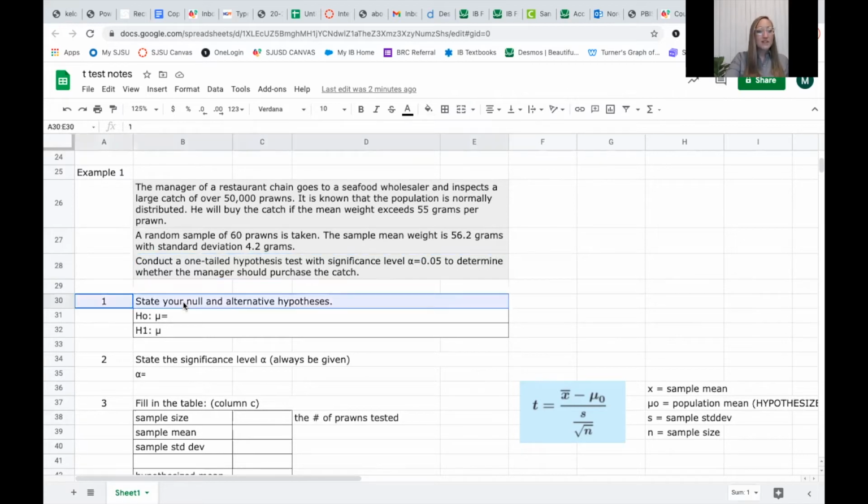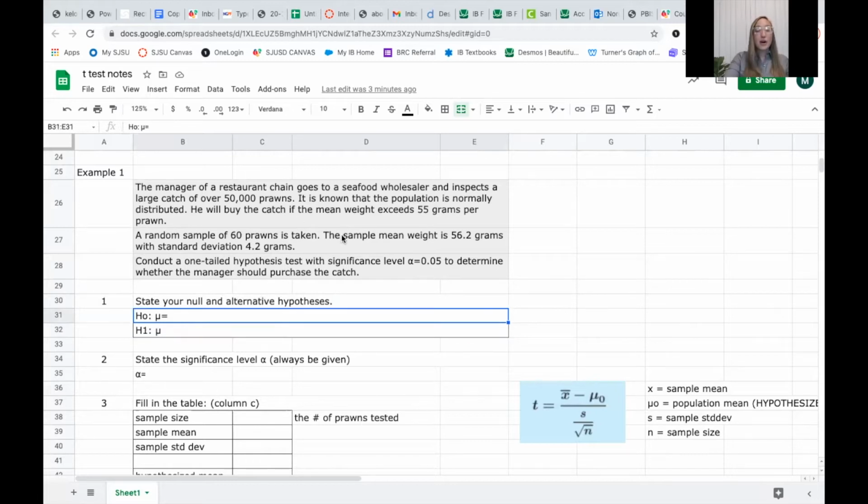So our very first step is stating the null and alternative hypotheses. Okay, the null hypothesis is basically that nothing happened. The alternate hypothesis is usually our action. So they're both going to have mu. For the null hypothesis, it's always mu equals something. And then for the alternate, it's always mu less than, greater than, or not equals the same number.